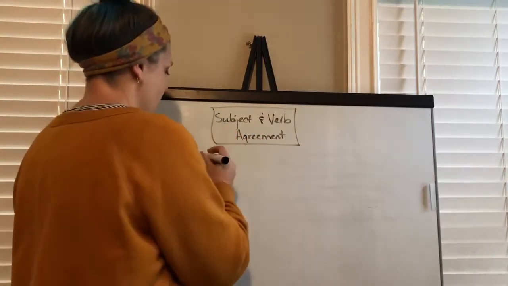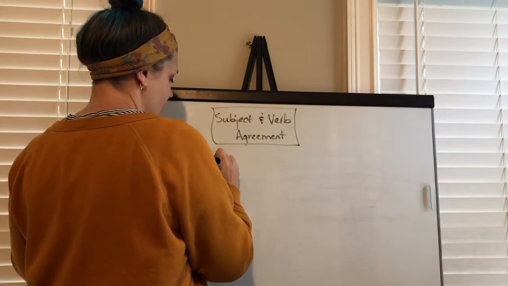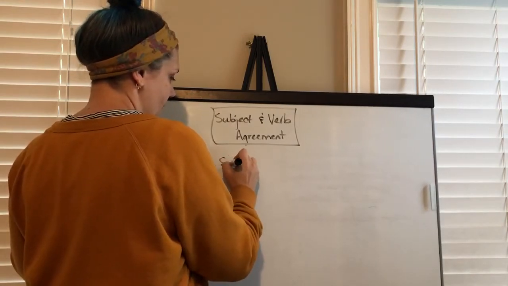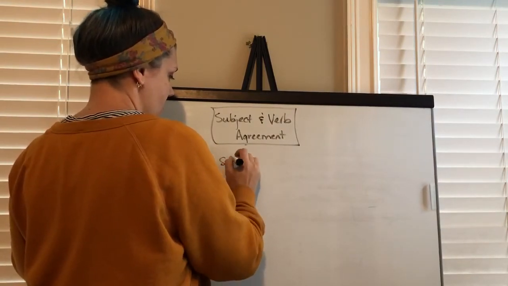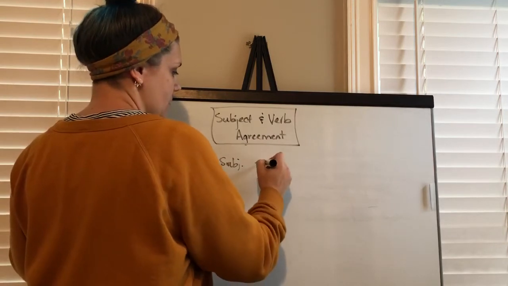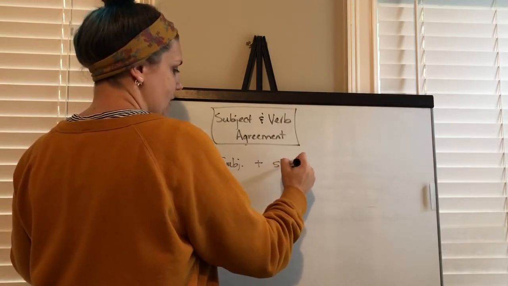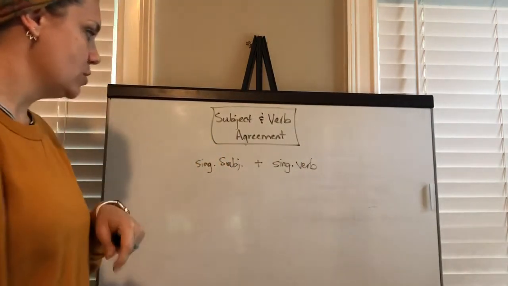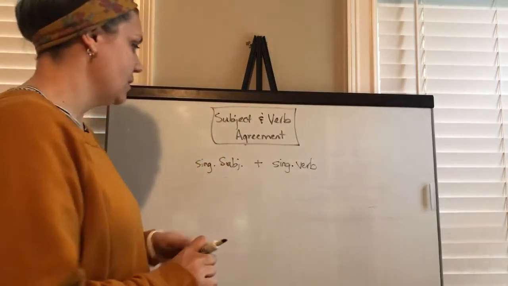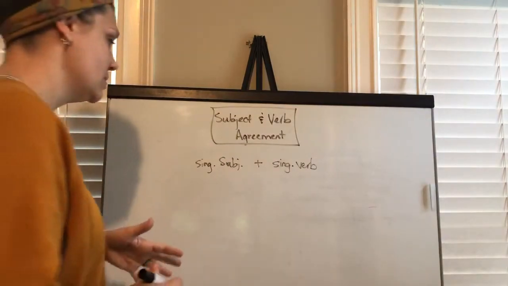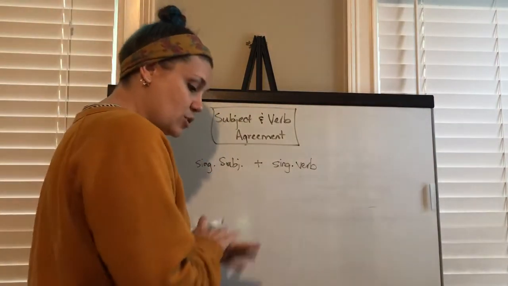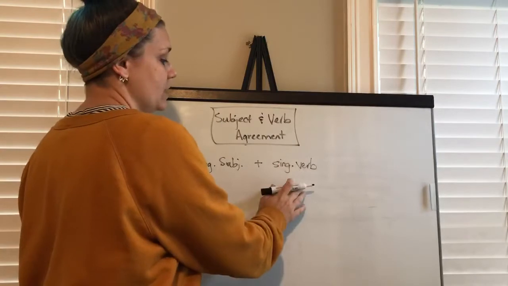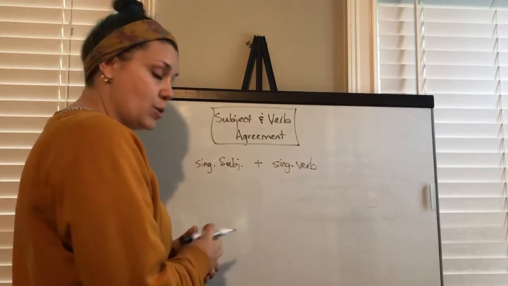Specifically, we're talking about if we have a singular subject, and that means we're going to need a singular verb. Okay, I have told you guys before this year that singular subjects, typically nouns that are singular, don't have an S, but typically verbs that are singular do.